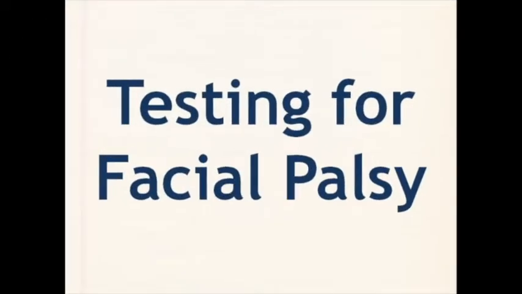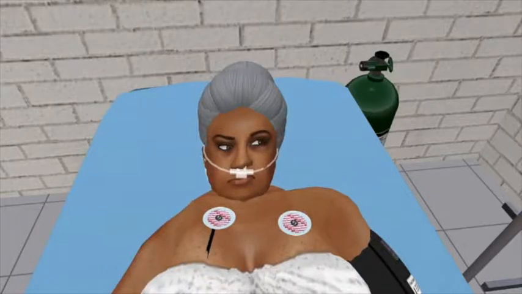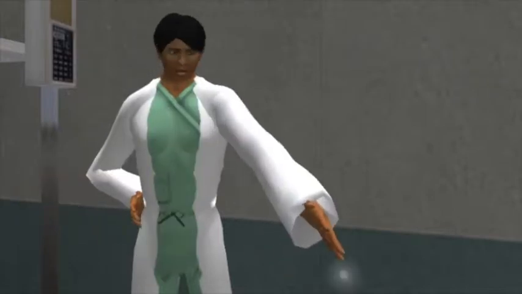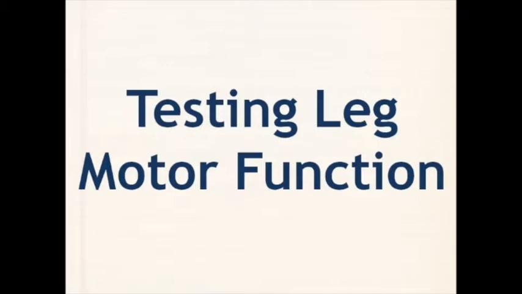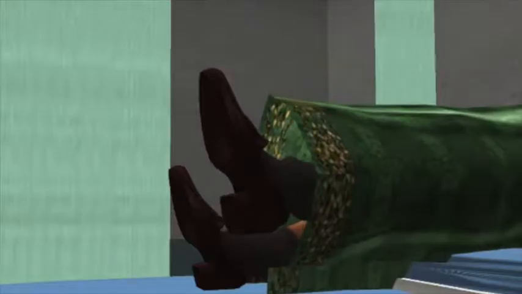The doctor is testing for facial palsy. Please raise your eyebrows. Now, please show me your teeth. Now close your eyes. Next, please squeeze my hands. The doctor is now testing eye gaze and visual fields. Follow my finger with your eyes. The doctor is testing leg motor function. Now I'll raise each of your legs. Please try to keep it in that position.